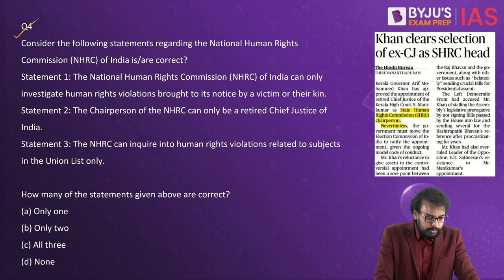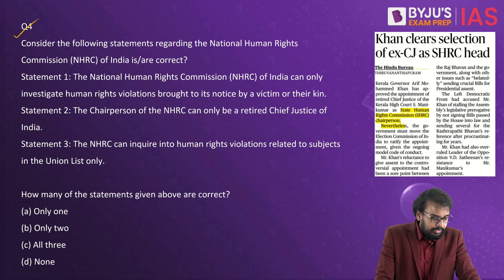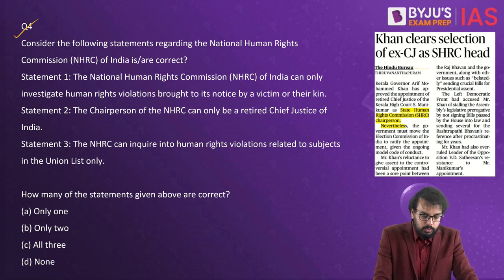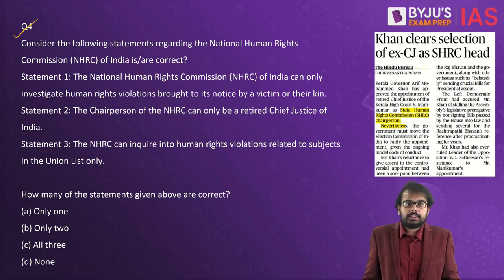Statement 1. The National Human Rights Commission, NHRC of India, can only investigate human rights violations brought to its notice by the victim or their kin. So what do you think? Will NHRC take action only against complaints brought by the victim or their kin? Kin, in a sense, means their family members.